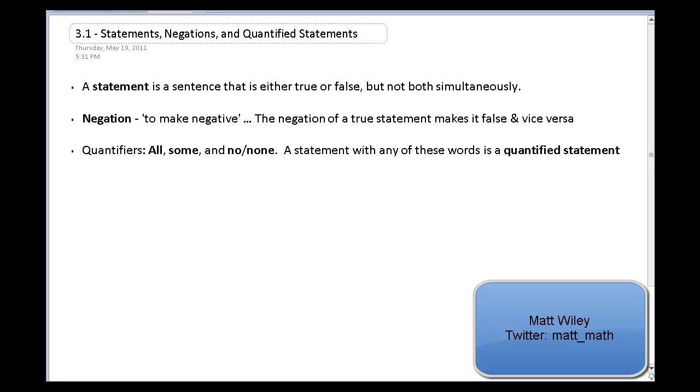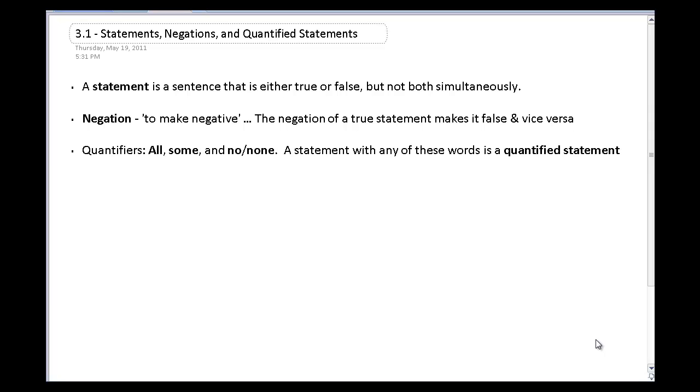Let's talk about statements, negations, and quantified statements. These are all part of something called logic. And logic is all about taking ideas that we could describe in the English language and converting them eventually into some sort of math. Something where I can get rid of all the fluff and reduce it down to just the actual facts of the situation.